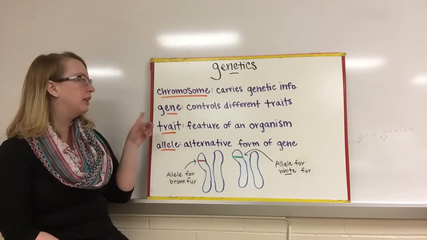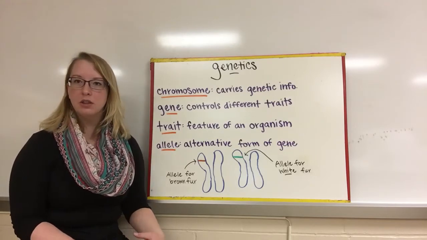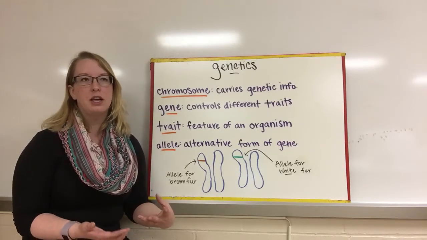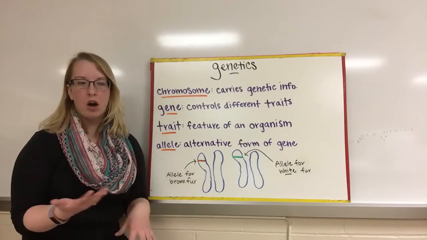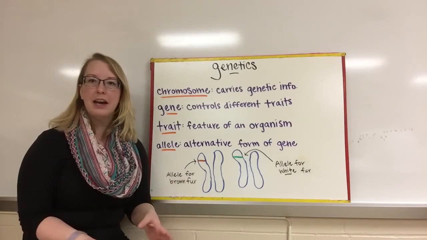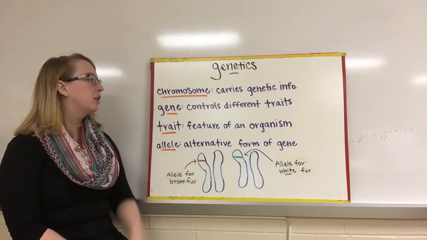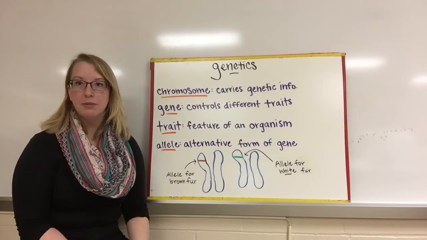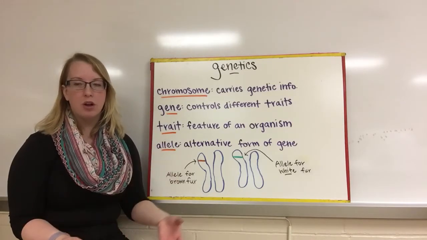And then the next one is gene. Genes are what control the different traits that you see, such as hair color or eye color or how tall you are. That comes from your genes. And then the next is trait, and that is the feature of an organism. So again, hair color, eye color, how tall you are.